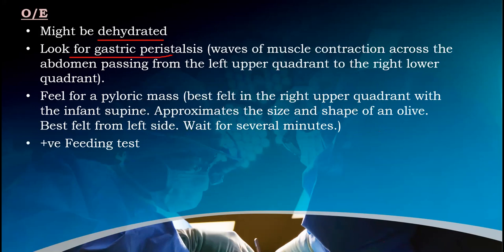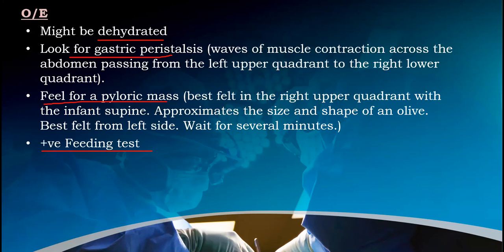It's not always there, but sometimes you can see waves of muscle contraction coming from the left upper quadrant to the right lower quadrant. So this is the gastric peristalsis. Also try to feel for a pyloric mass, which is mainly found in the right upper quadrant. And also do the feeding test. You will ask the mother to breastfeed, and you will see that soon after feeding, the child has a projectile vomiting. That's called feeding test positive.